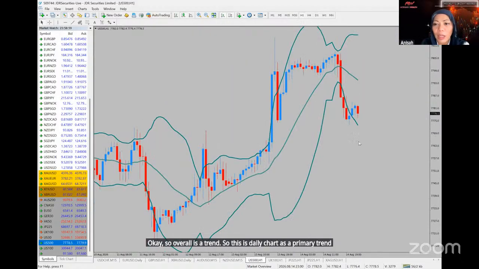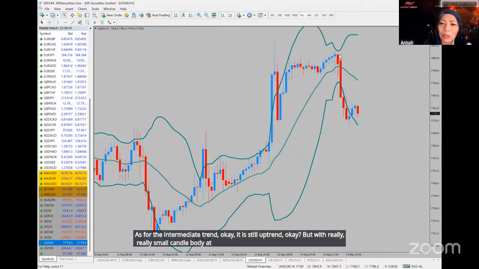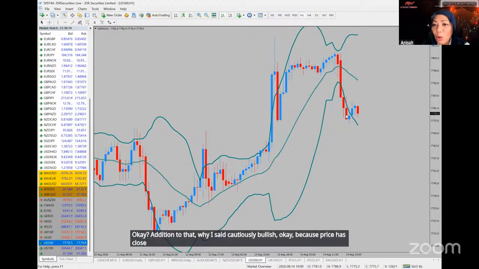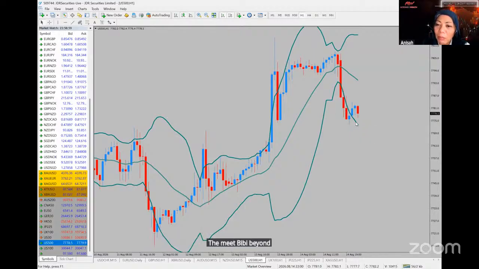As for the intermediate trend, it is still an uptrend, but with really, really small candle bodies at the top. So I would say cautiously bullish. Additionally, the reason I said cautiously bullish is because price has closed below the mid BB, towards the lower BB, and it still lingers around this area.